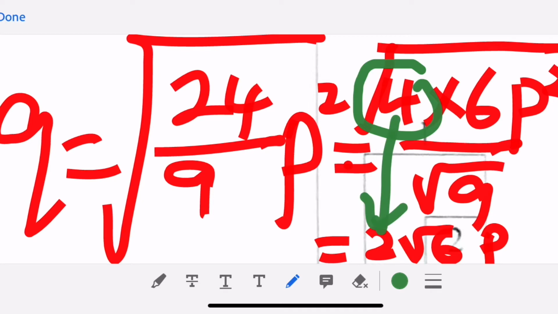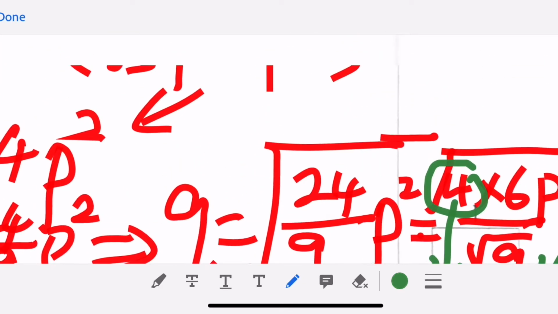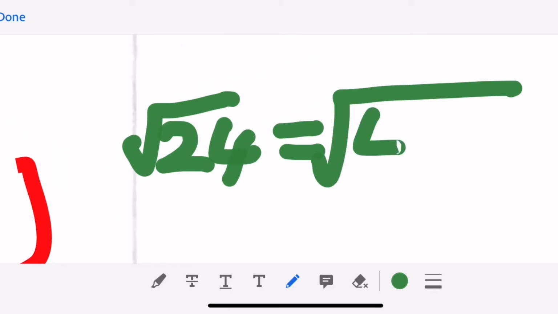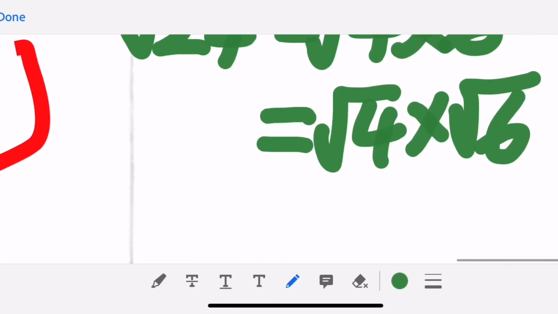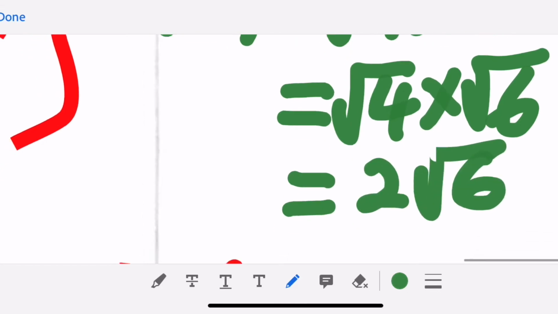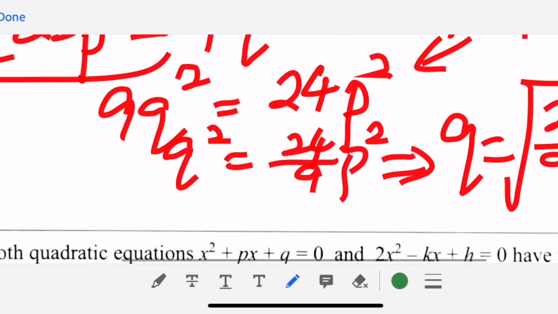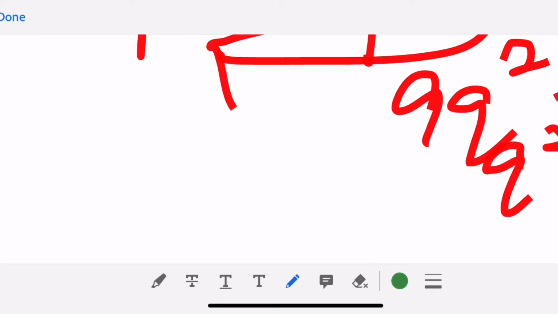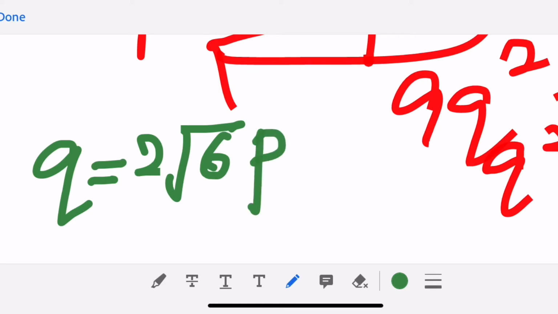Again, let me explain how to simplify the square root of 24. You have to express 24 as a number that can be square rooted, normally a perfect square, which is 4. So 4 times 6 is the only perfect square factor giving 24. Then you can square root the 4 and the 6 individually. The square root of 4 is 2, and the square root of 6 stays as square root 6 because you cannot simplify further. So that is the answer for question number 1, the geometric progression: 2 square root 6 times p over 3.